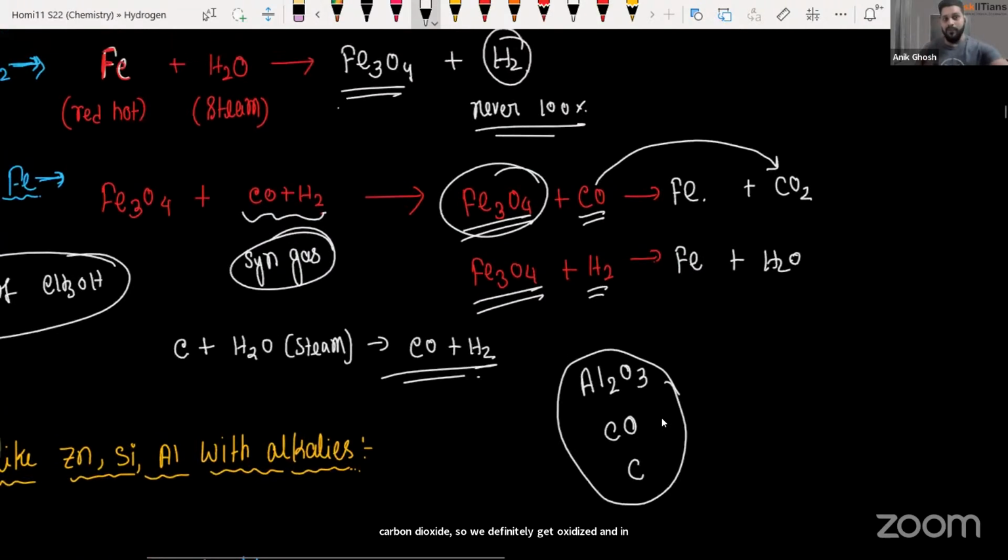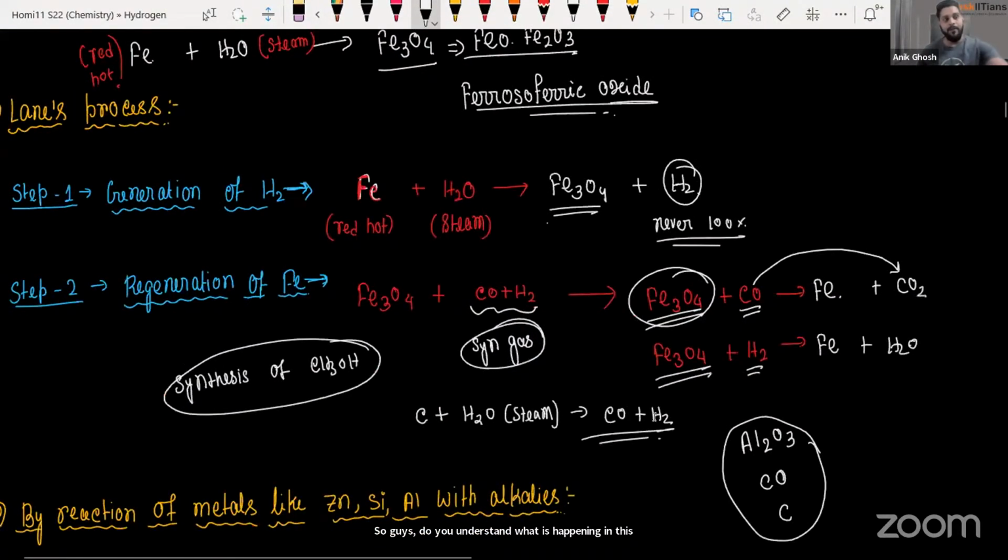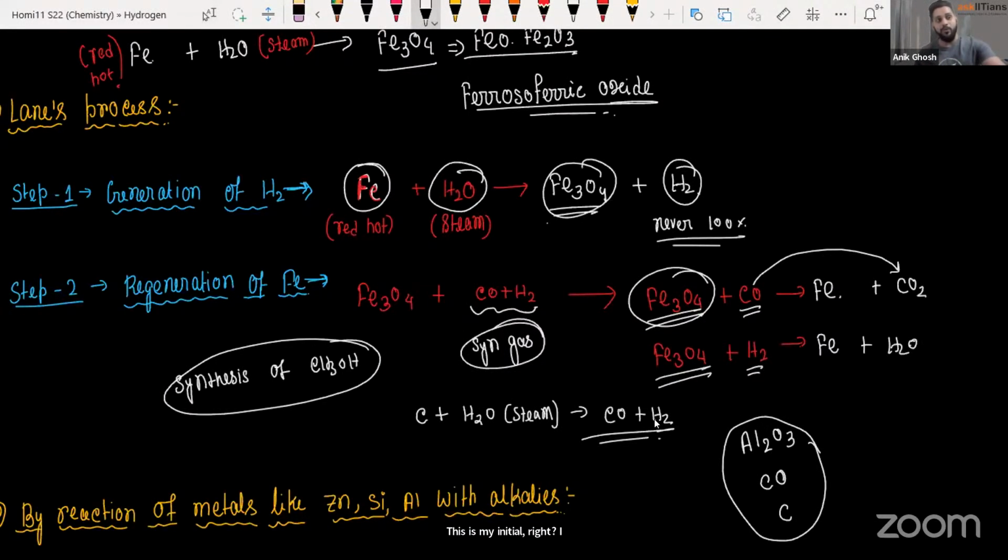So guys, do you understand what is happening in this entire reaction? Why is it such a famous industrial method? This is my initial reagent, right? I have reacted it with water. I got these two products. This is what I need. I don't need Fe3O4. Now see what is being done over here. He is regenerating this iron by reacting with this water gas.